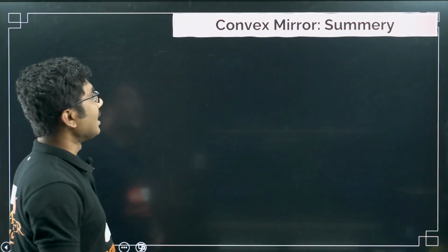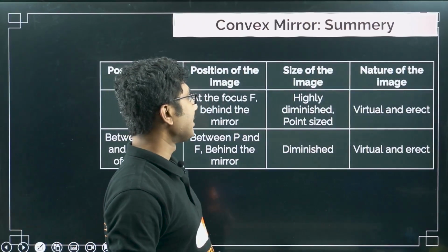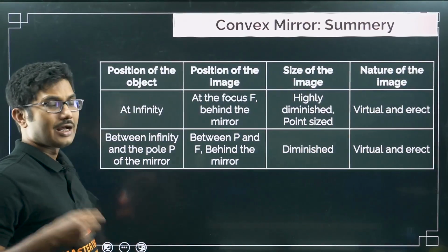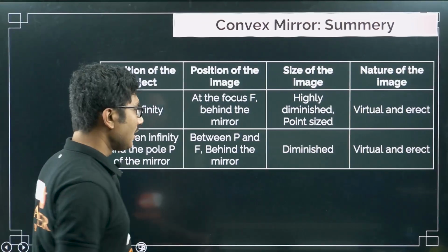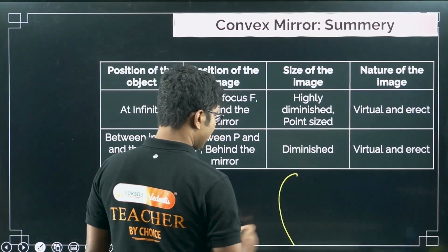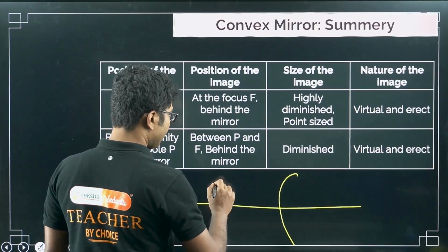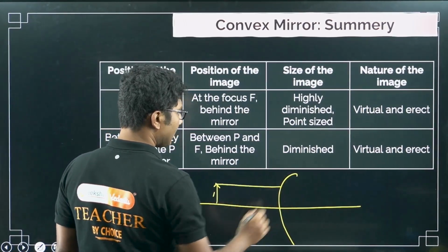What next? Convex mirror summary. We know that a convex mirror only forms one type of image. What is it? A virtual image for a real object. When you keep an object in front of a convex mirror, the ray is falling on the mirror.